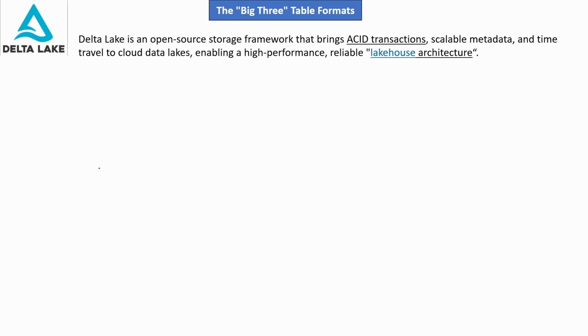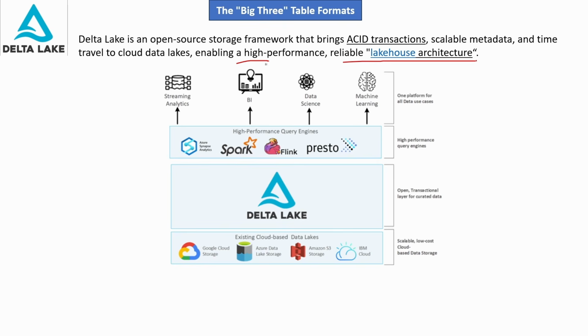If I talk about Delta Lake, it is an open source storage format that brings ACID transactions, scalable metadata, and time travel to cloud data lakes, enabling high performance, reliable lakehouse architecture. It sits on top of existing storage like S3, ADLS, GCS, and improves upon Parquet with a transactional log, facilitating unified batch and streaming data pipelines.